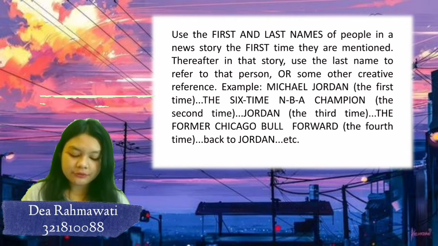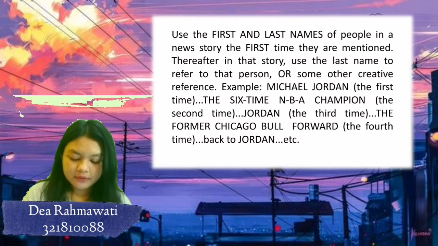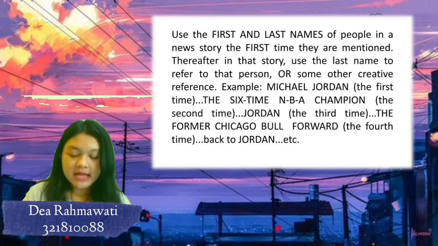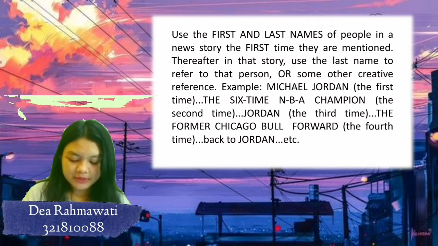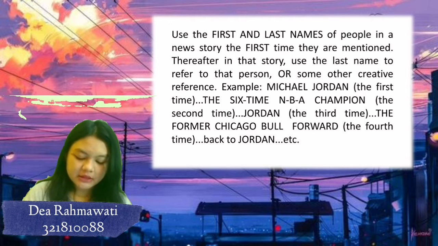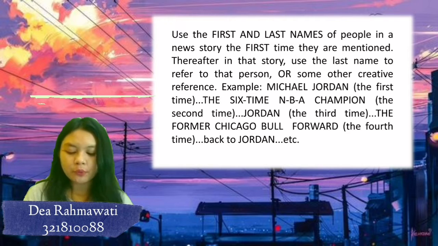Five, use the first and the last name of the people in the news story the first time they are mentioned. Thereafter, in that story, use the last name to refer to that person or some other creative reference. Example: Michael Jordan the first time, the six-time NBA champion the second time, Jordan the third time, the former Chicago Bulls forward the fourth time, and back to Jordan.